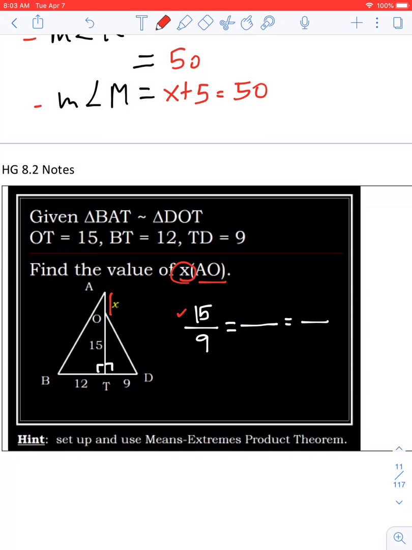Hopefully you can see that one triangle has a height of 15, that's the smaller one, and has a base of 9. The other triangle, we don't know how high it is. I'm going to call it 15 plus x though. And then the base is 12.